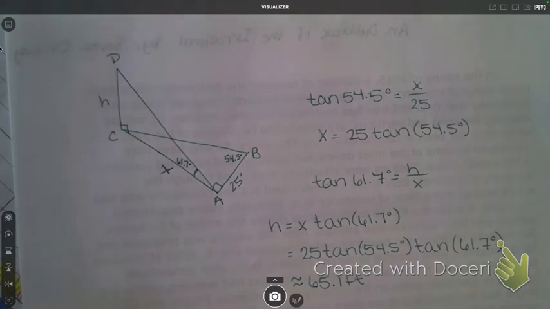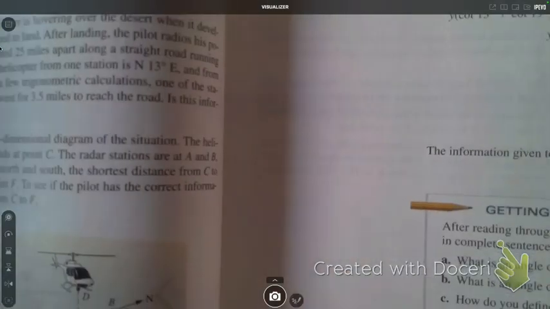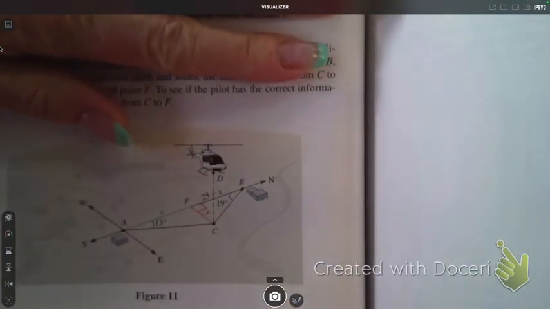Okay, here's another one. I'm going to show you the picture. It's the last example we're going to do. I'm showing you the picture because they would give you the picture. Okay, so I'm going to read it to you, and then we're going to draw the picture, labeling it.